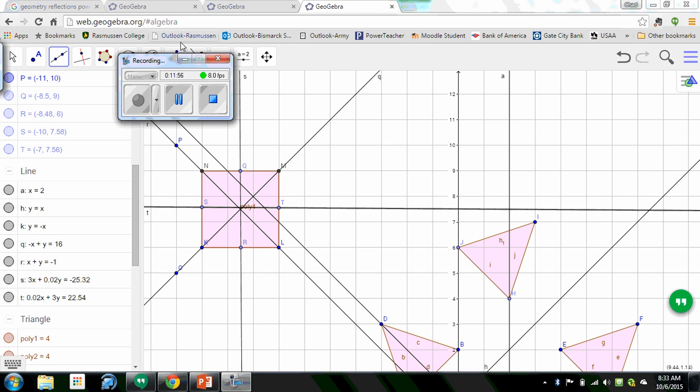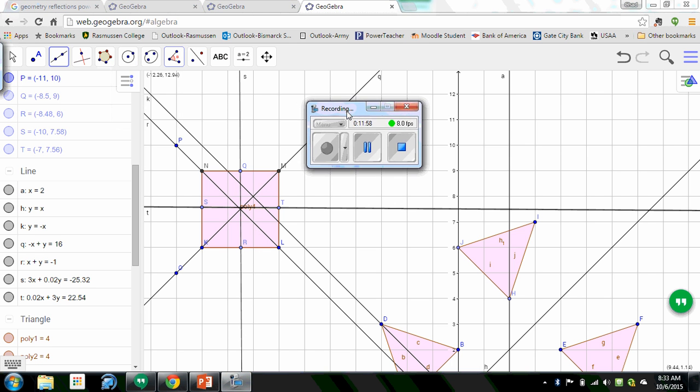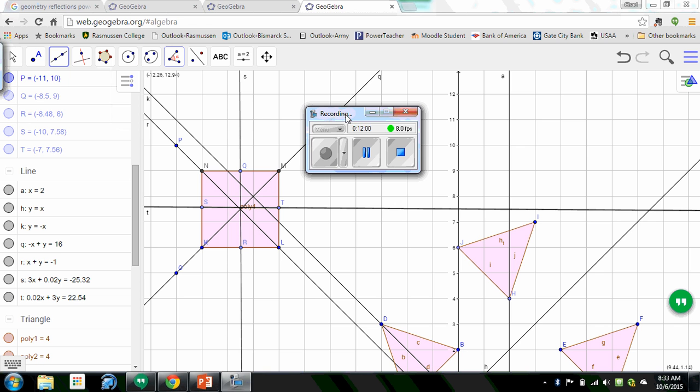Okay, that concludes our discussion on reflections. Again, hopefully at this point you should be able to perform a reflection. You should be able to reflect around horizontal and vertical lines, y equal to x, y equal to negative x, and you should be able to identify when there is a reflection and when there isn't a reflection.